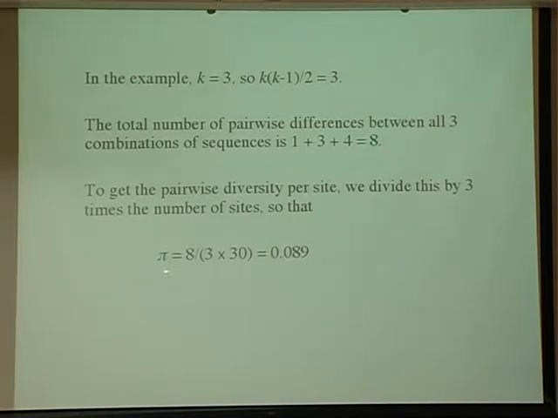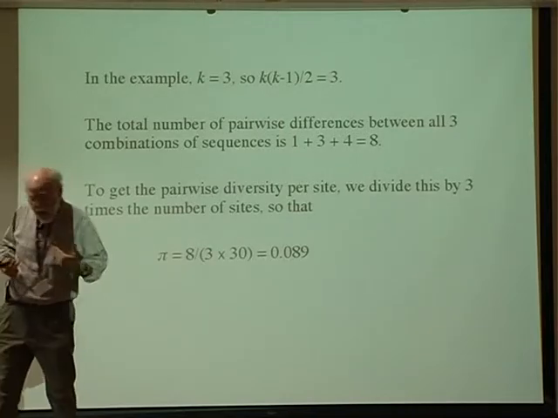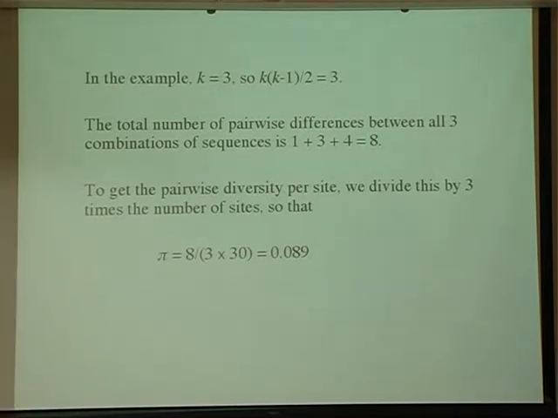So our value of what's called pi, nothing to do with the ratio of the circumference to the radius of the circle. It's a silly symbol, because it does get confused with that. It's 8 divided by 3 times 30, which is 0.089. Okay? So we now have the probability per site, if you like, that 2 randomly chosen sequences differ. And that's a natural measure, I would say, of variability.